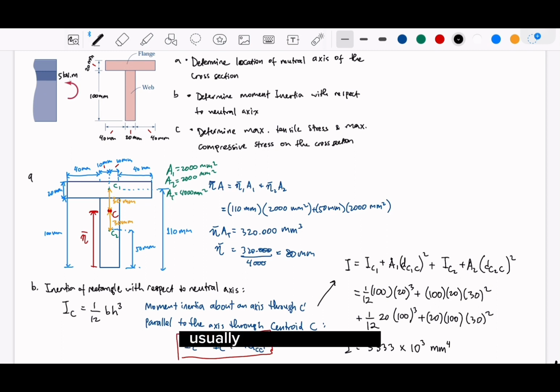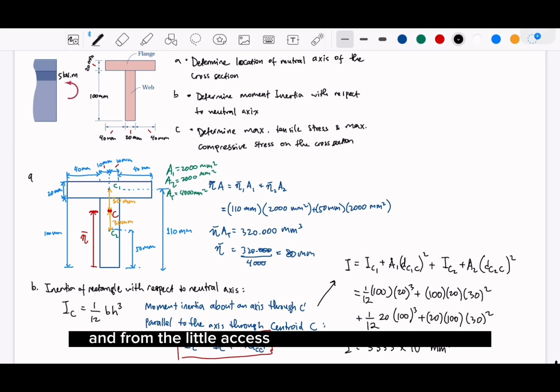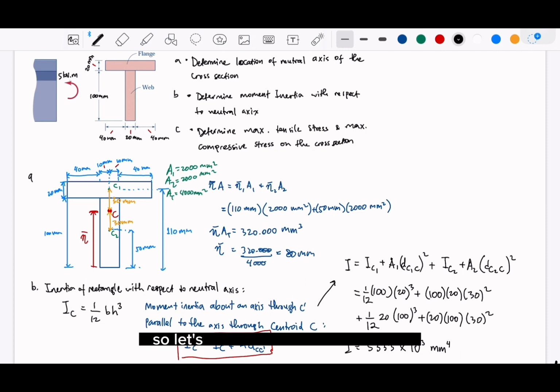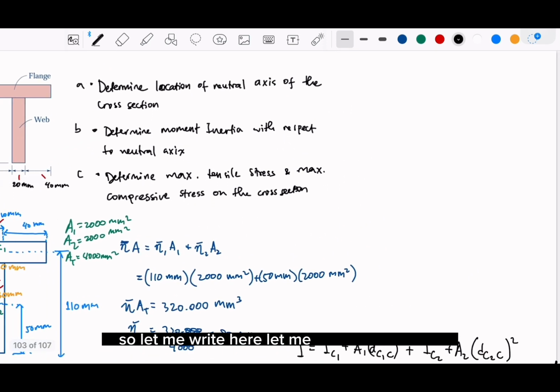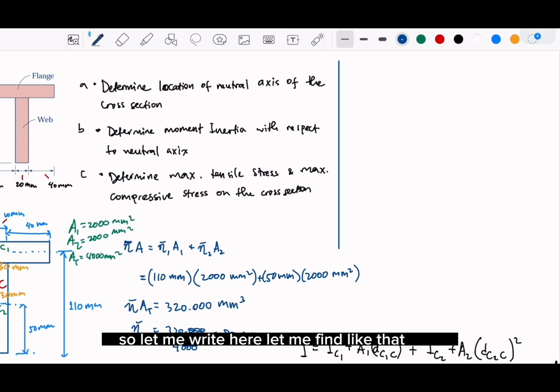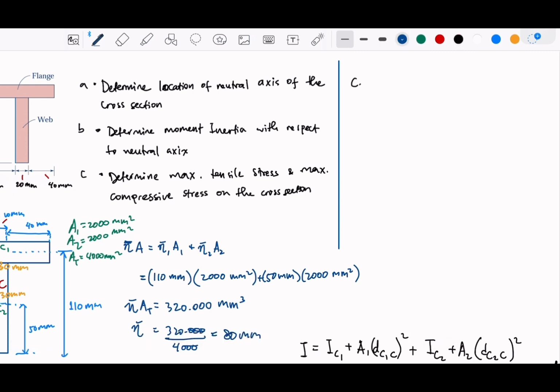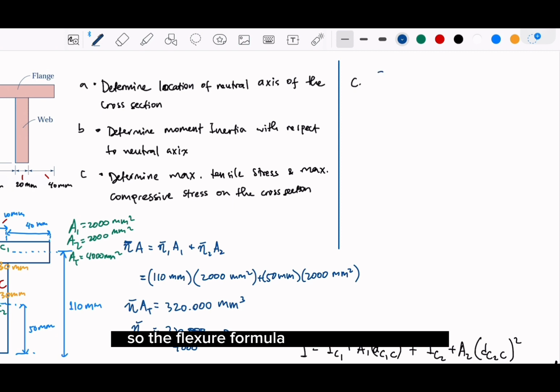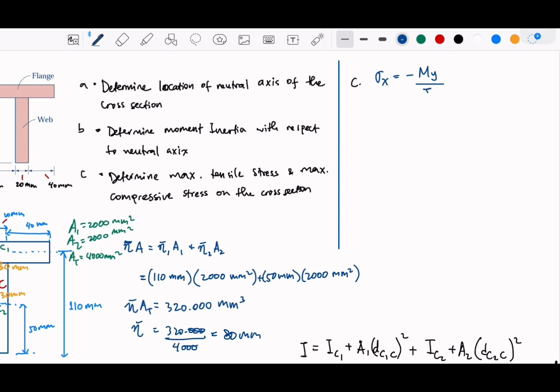So first step, usually in most problems, you will find the neutral axis first, and from the neutral axis you can find the inertia. Okay, and after you find the inertia, you will use this inertia to find the stress. So let's find the stress on number C. Let me define it like that. So C, the flexure formula will be negative My over inertia. This is y, should be okay.